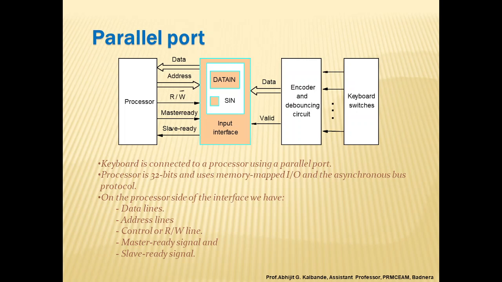Here we can see a graphical representation of a keyboard connected to the processor. This is the scheme for connecting the keyboard to the processor. A typical keyboard consists of mechanical switches that are normally open, and when a key is pressed, the switch closes and establishes a path for the electrical signal. This signal is detected by an encoder circuit that generates the ASCII code, that is, American Standard Code for Information Interchange code, for the corresponding character.